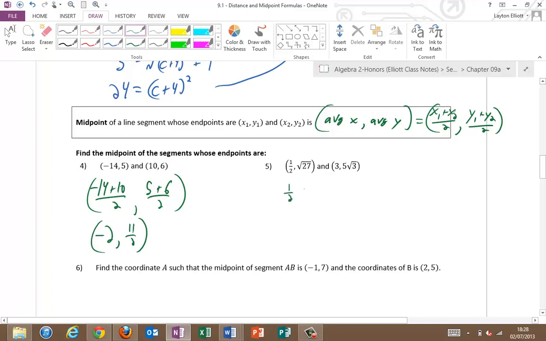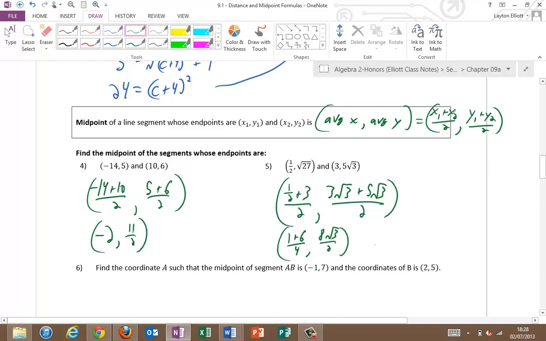1/2 plus 3 divided by 2. And radical 27 I can rewrite as 3 radical 3 plus 5 radical 3 over 2. If I look at the first one, I can multiply the numerator and denominator by 2 and get 1 plus 6 over 4, comma, and then I have 8 radical 3 over 2 for the second one. And that's the same thing as 7 over 4, comma, 4 radical 3.